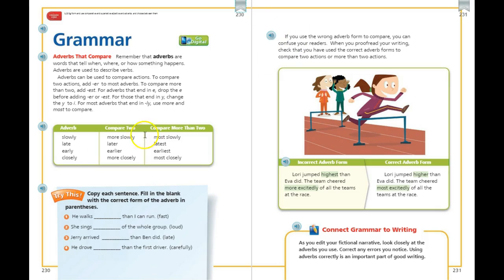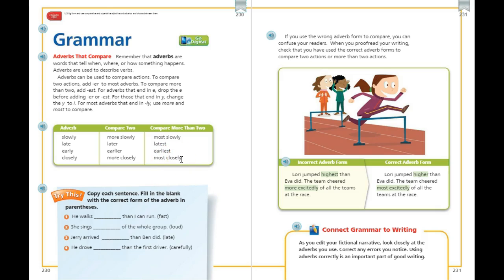So here are some examples. We have the adverb slowly. When we compare two, we add more slowly, and when we're comparing more than two, most slowly. Late becomes later or latest. Early becomes earlier when comparing two, or earliest when we compare more than two. Closely becomes more closely or most closely.